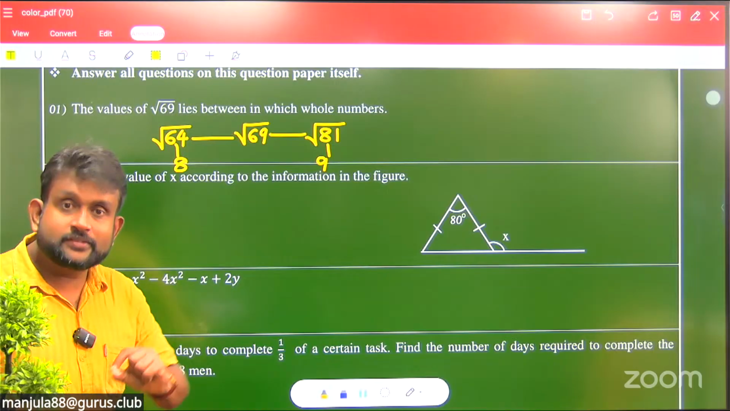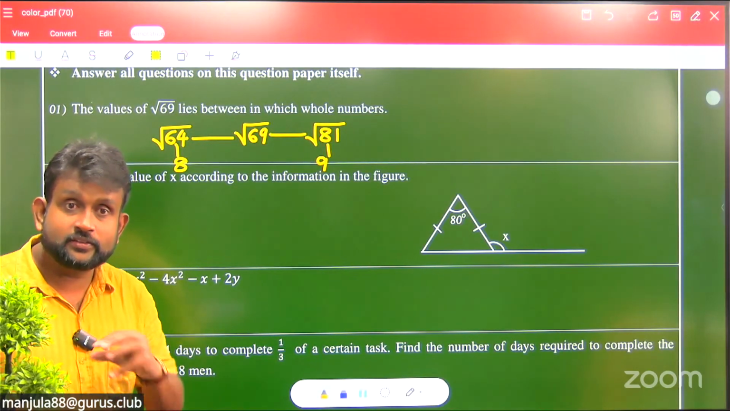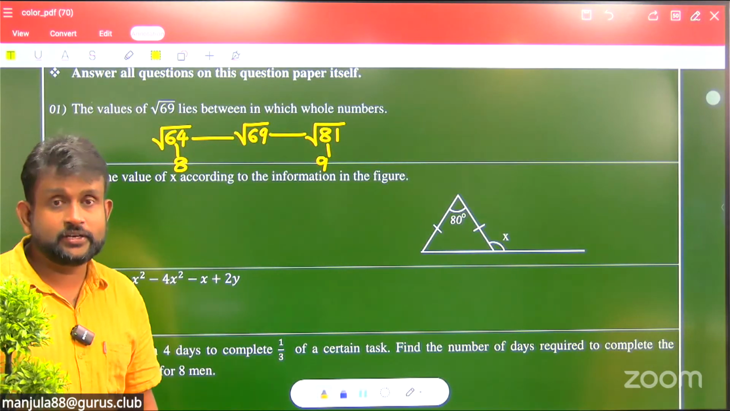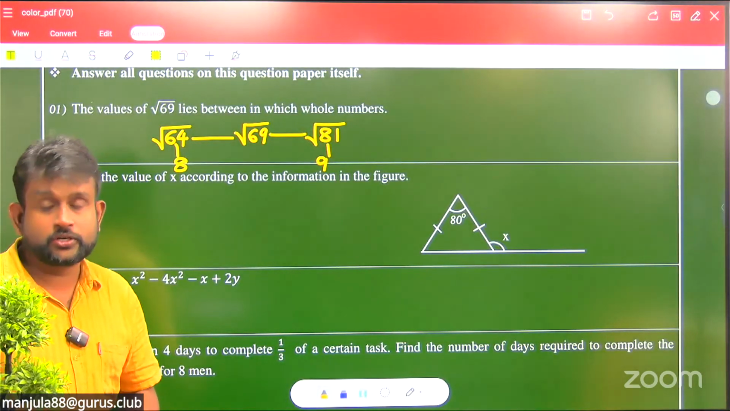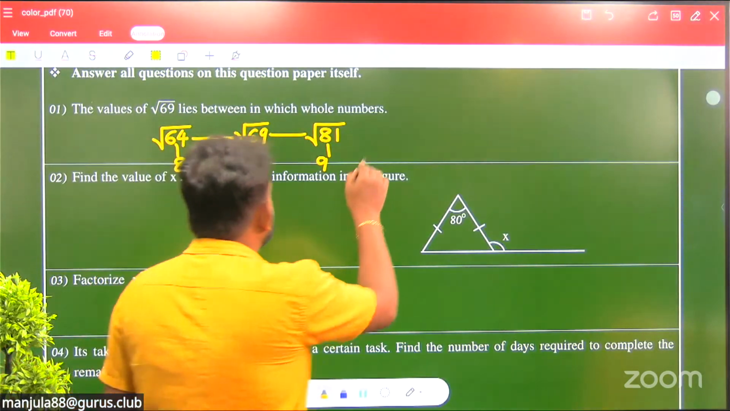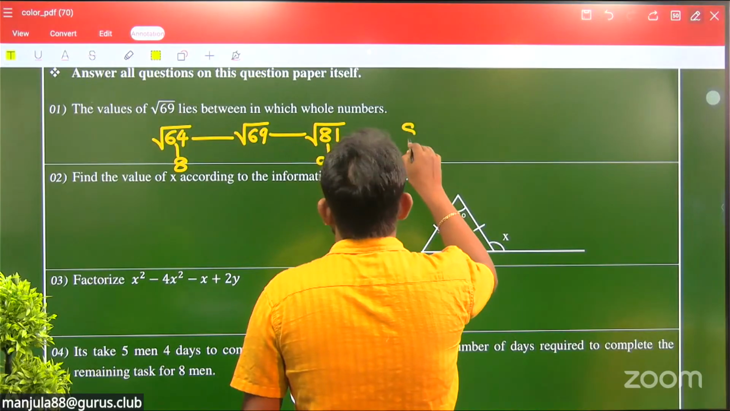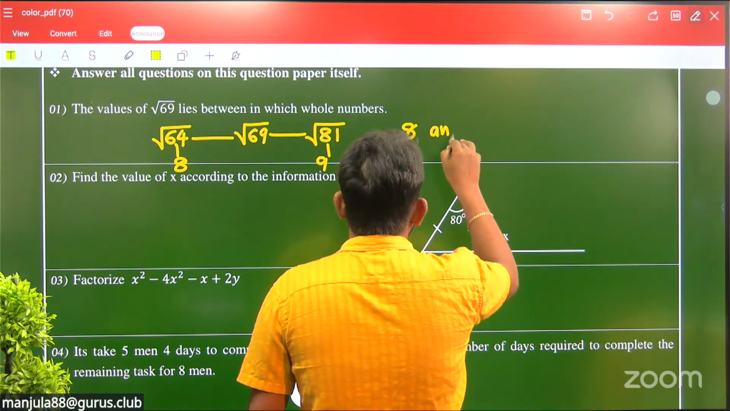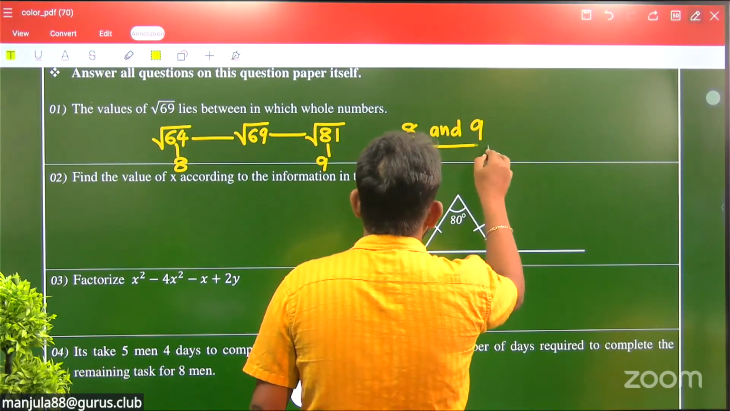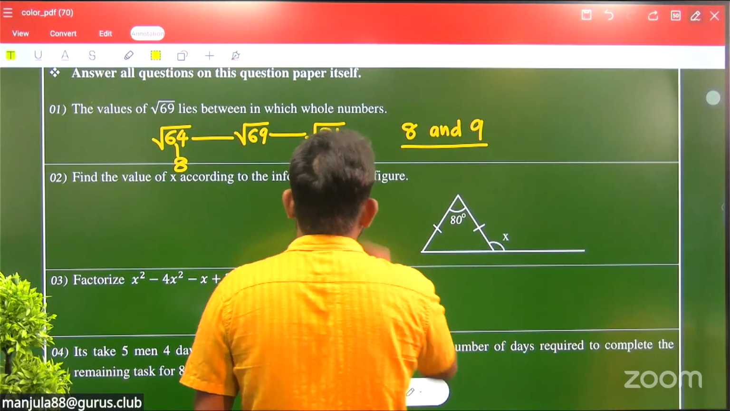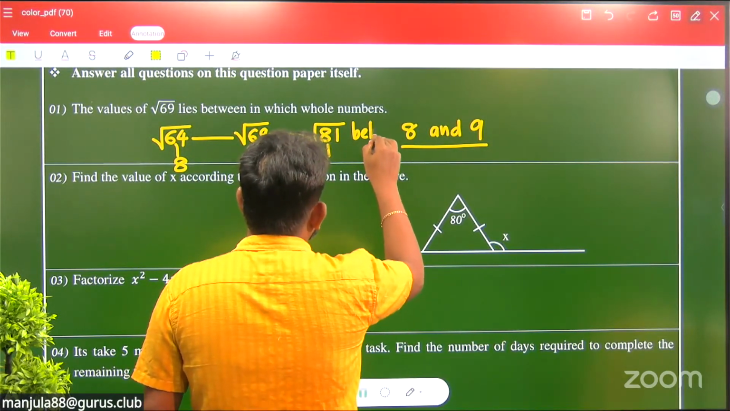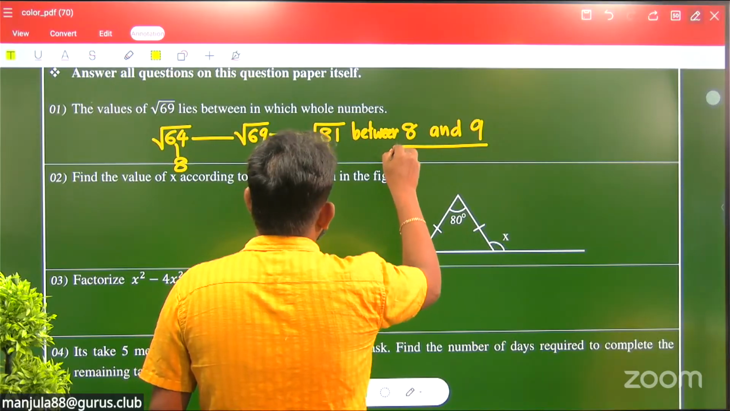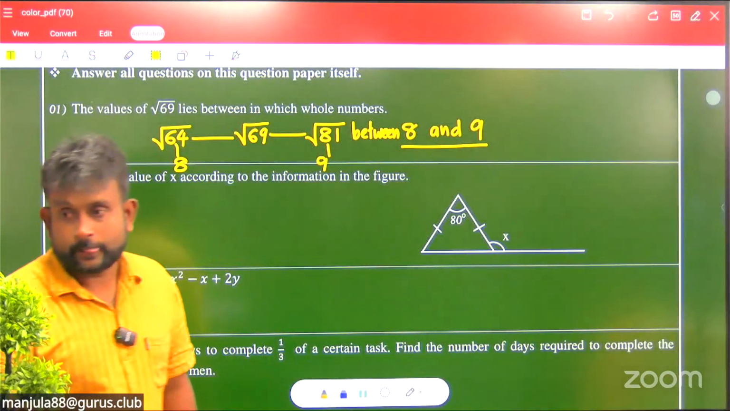So that means 8 point something. The decimal part is not to be calculated here. They are just asking between which whole numbers it lies. So your answer should be between 8 and 9. You can write between 8 and 9. Right, so that is the answer.